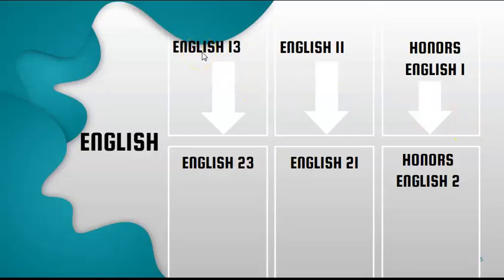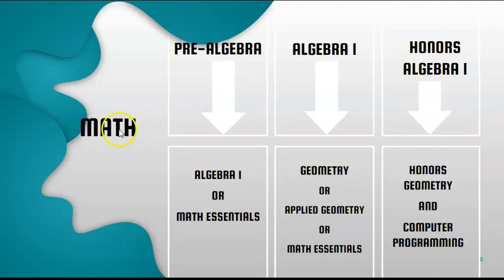Those of you who are in English 13 right now, you will go to English 23 next year. Those of you in English 11 will go to English 21 next year. And those of you who are in Honors English 1 right now will go to Honors English 2. For math options, your math teacher has probably already talked to you or will be talking to you about your math placement for next year. We do have some different math options for students to take, but this recommendation will be given to you.